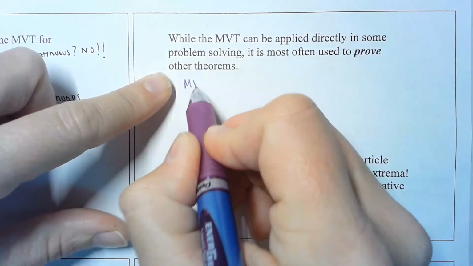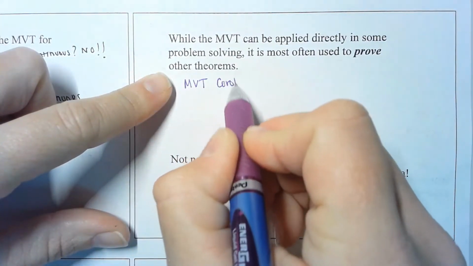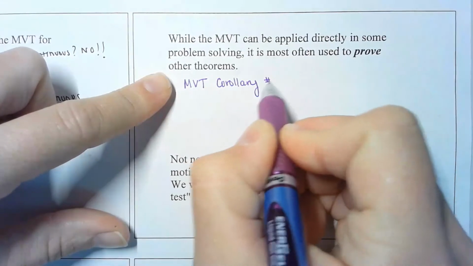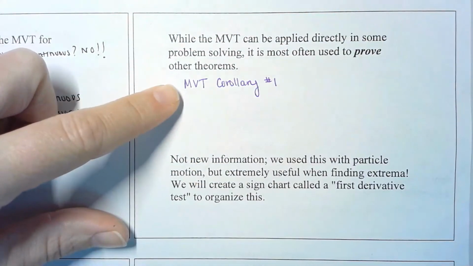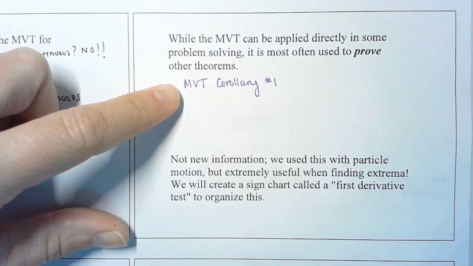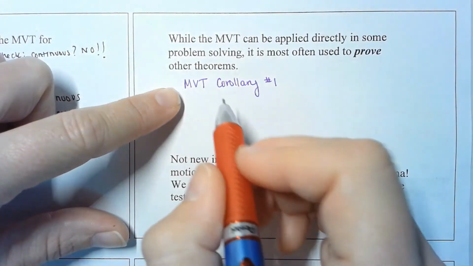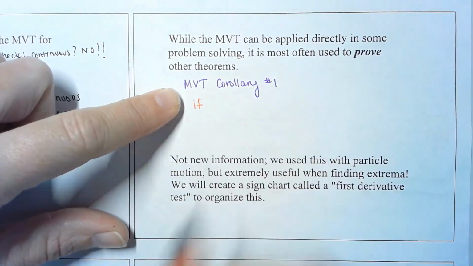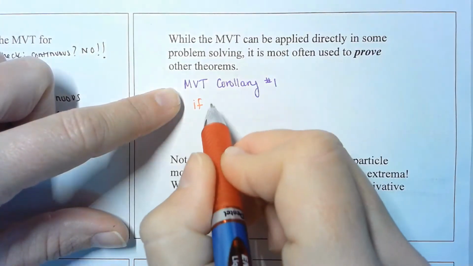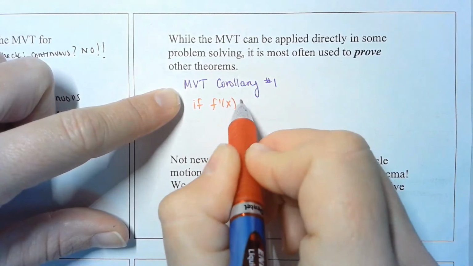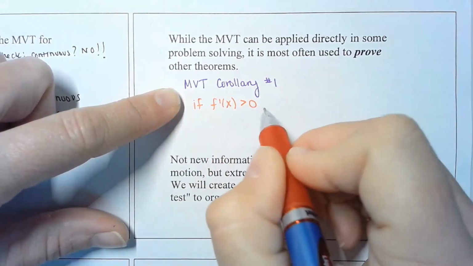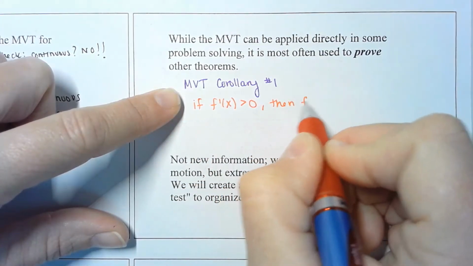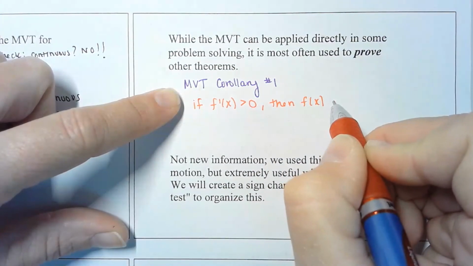We have the mean value theorem corollary number 1. A corollary is like a theorem that comes from another theorem. Okay, it's like a stem off of. So the mean value theorem corollary number 1 says if, and we're not going to do any proofs, but if f prime of x is greater than 0, then f of x is increasing.